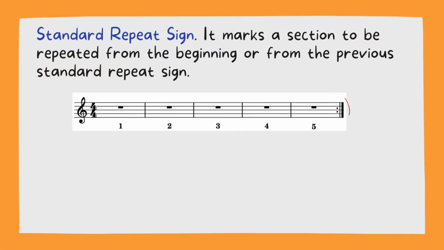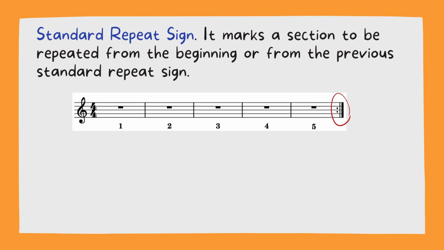The next section will cover repeat signs. They are markings in the score to indicate which parts or bars should be repeated and avoid making the score too long. The first we are going to see is the standard repeat sign. It consists of 2 vertical bars with 2 dots. It marks a section to be repeated from the beginning or from the previous standard repeat sign.